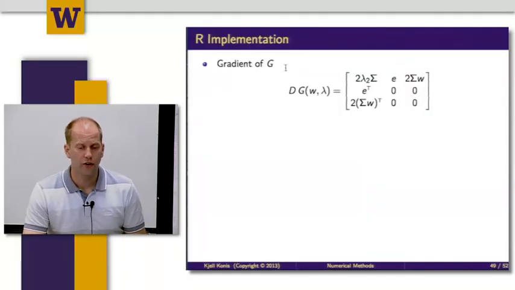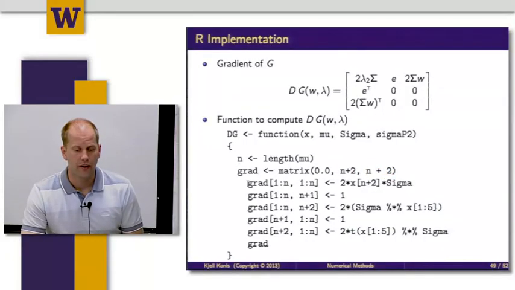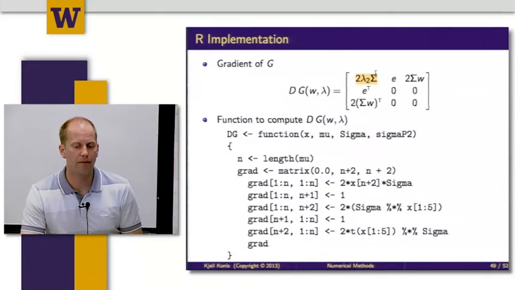Then similarly for the gradient, this is again going to be a little bit messier than the last one. I'm going to use pretty much the same approach I used in the previous example. So I'll make grad, which is a matrix of zeros, with dimension n plus 2 by n plus 2. Then in the top left n by n block, I'm going to put 2 lambda 2 sigma. Lambda 2 is a scalar, and sigma is an n by n matrix, so that's why I have to assign it into an n by n block of this matrix grad. And I just have 2 times lambda 2 times sigma.